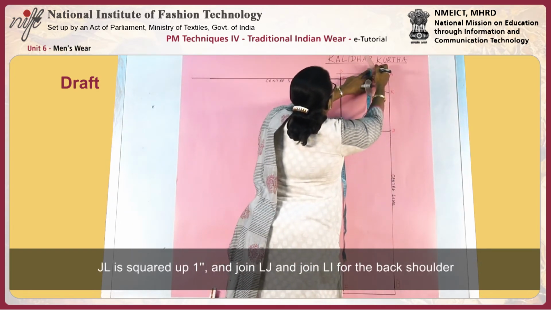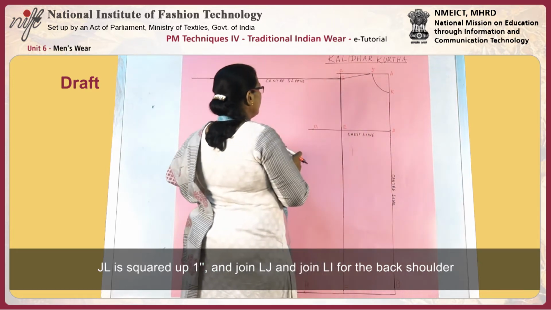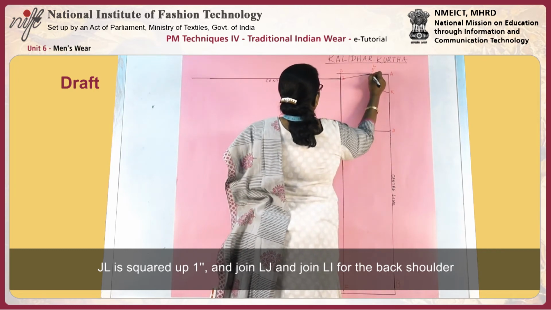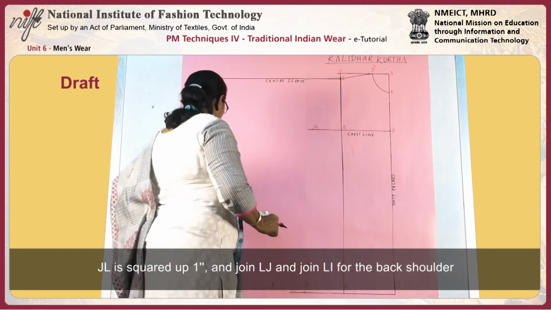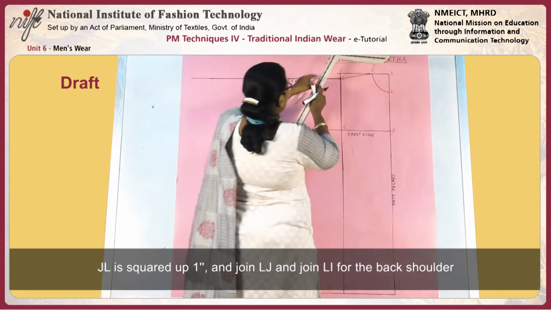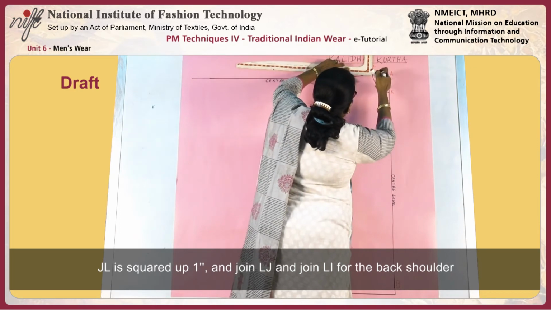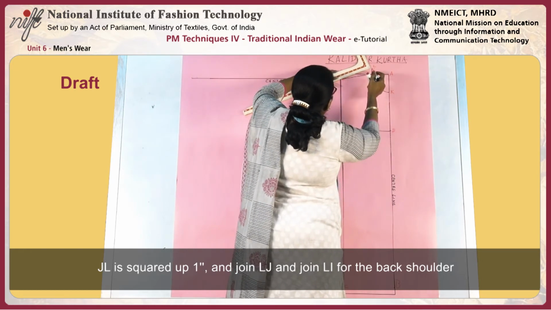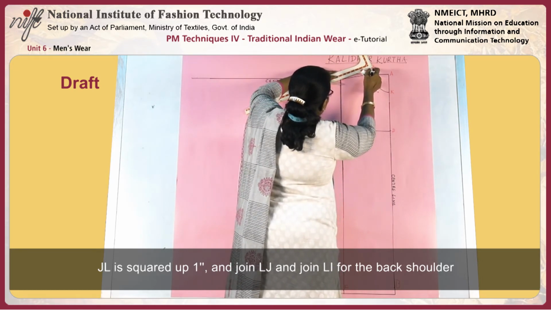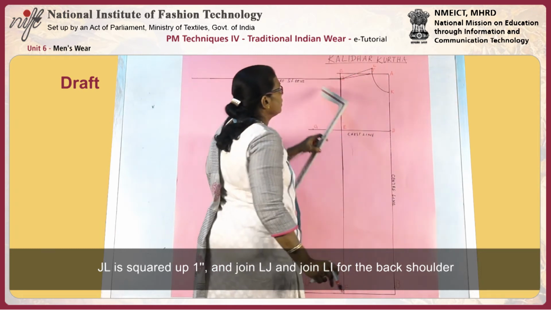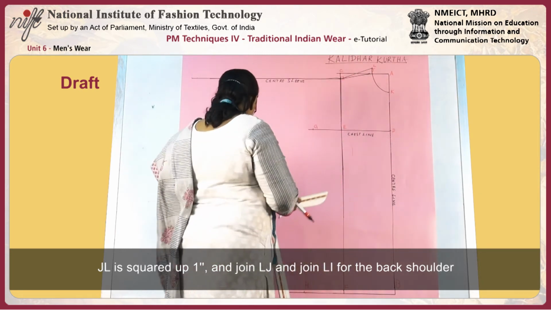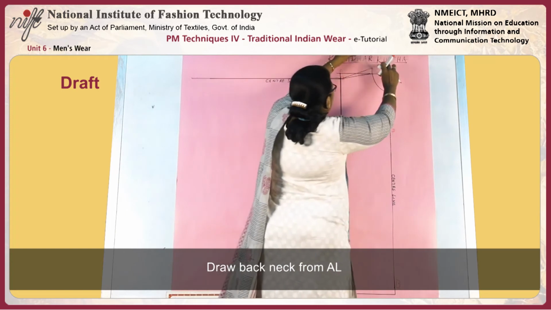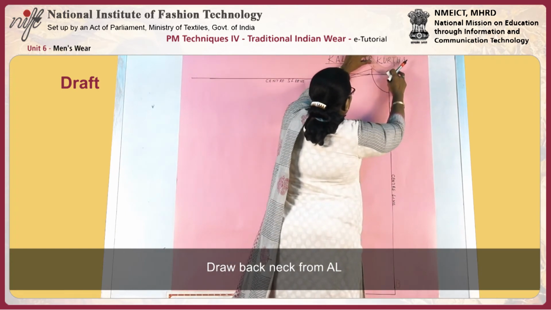JL is equal to 1 inch. Square up to 1 inch and join LJ, and join LI for the back shoulder, and the back neck is from AL.